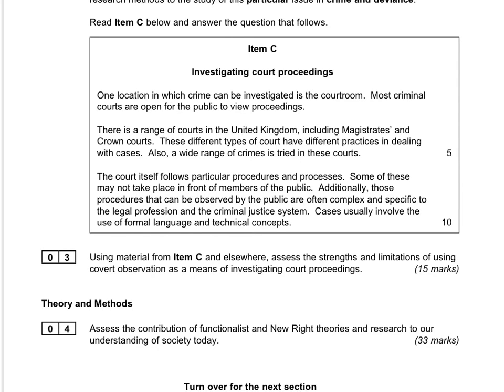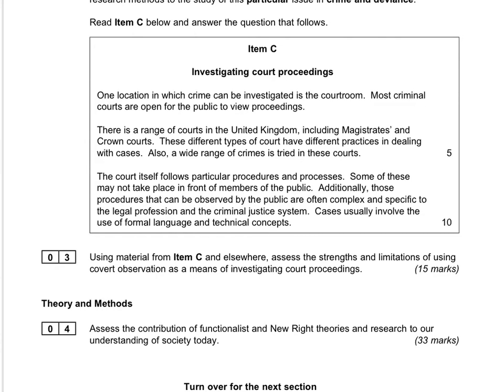Now, read the item. First line, it says, one location in which crime can be investigated is a courtroom. Most criminal courts are open for the public to view proceedings. There you go. That is a practical issue. That's telling you, practically, it's easy to get access to courtrooms, all right? So that's something you should make a note of. You might also want to think of, can you get access to all criminal trials? Like, what if they involve children? So that's something you might want to say. However, you might not get access to all of them.